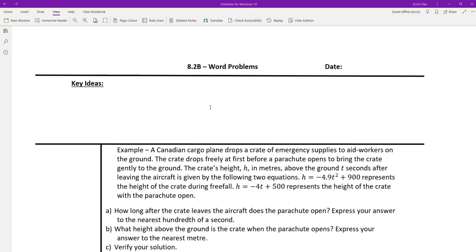So this is for Pre-Calc 11, Chapter 8, Section 2, continuation. So Part B, just word problems. It says here, Canadian cargo plane drops a crate of emergency supplies to aid workers on the ground.